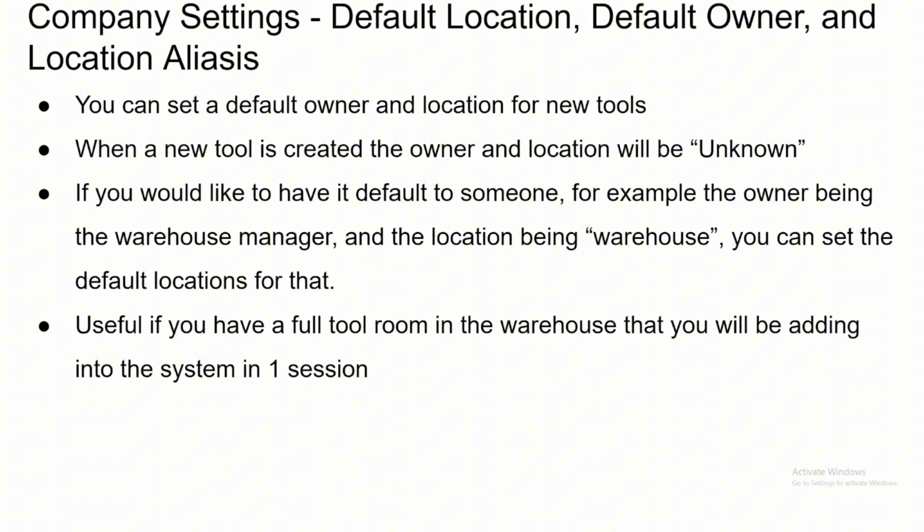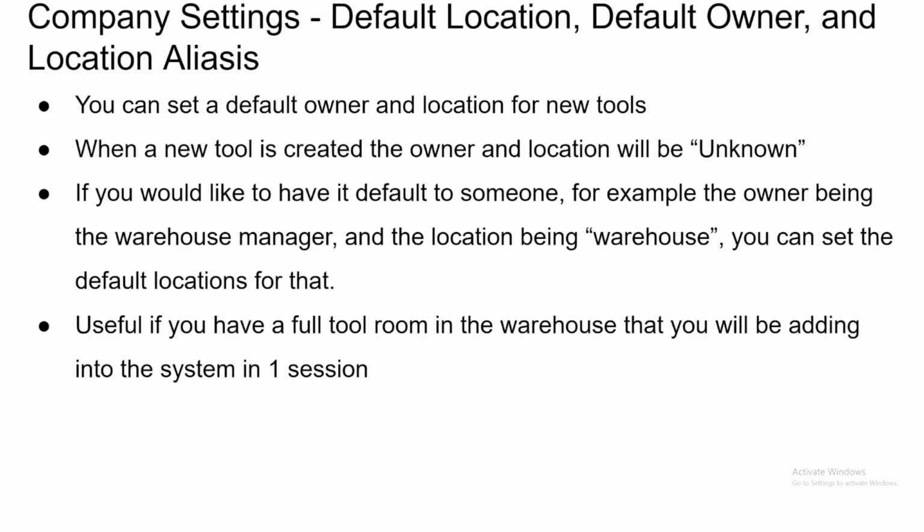So when you create a new tool right now, if you don't have these turned on, it will say that the owner is unknown, the location is unknown, and the store data is unknown. So you could come through here and turn on a default location, so that when you make a new tool, it will automatically assign it to a user, like your warehouse manager, the location to be the name of your warehouse, or if you're adding them all on a job site, you would put the name of that job, and then it would default to them whenever you create a new tool.